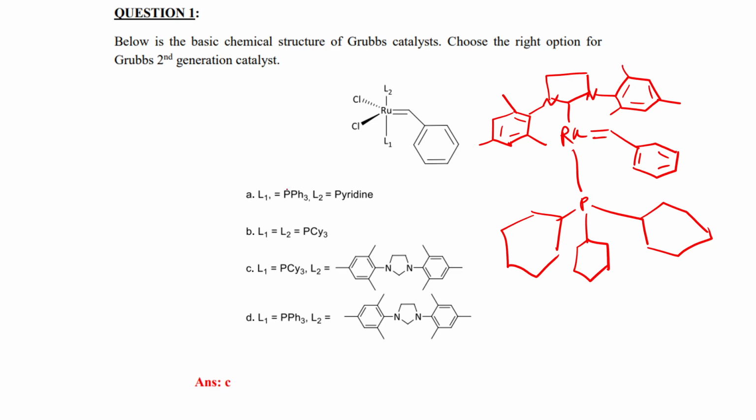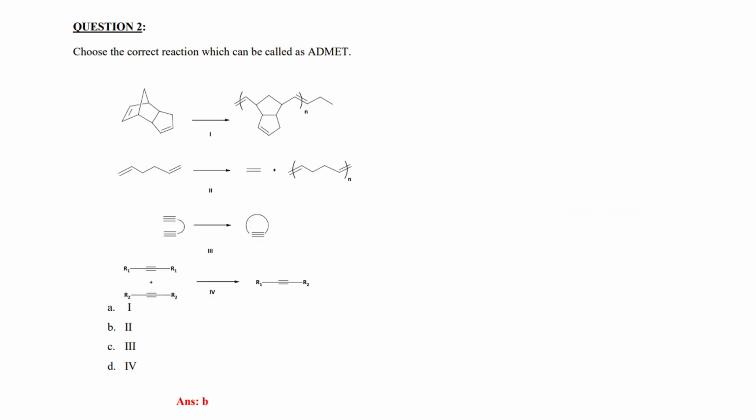Now, if we look at the options, they are actually generation one and earlier kinds of catalysts. As they specifically mention second generation, that's why the third option, where this and this are present, should be your option. Now coming to the next question.